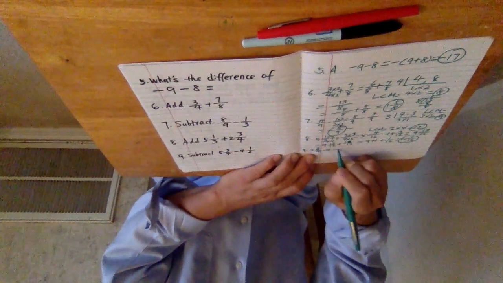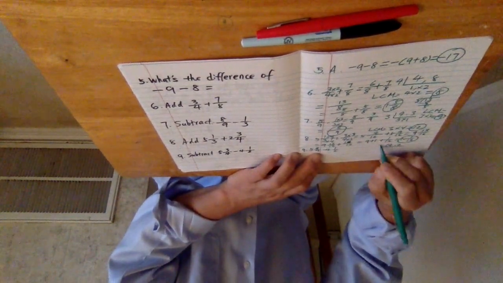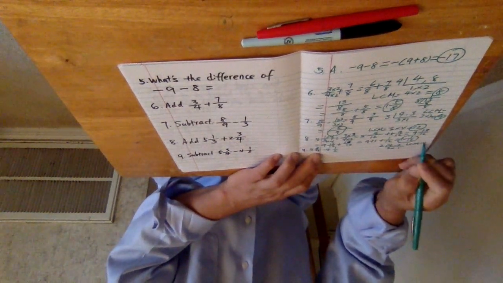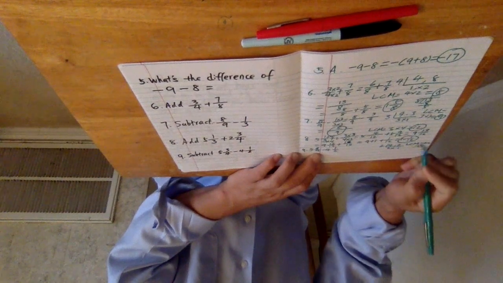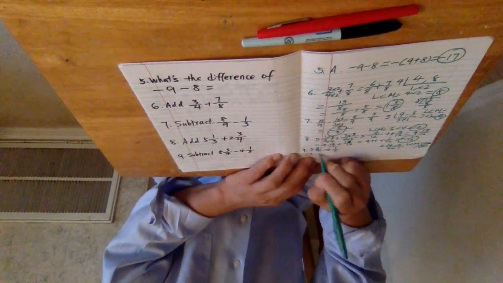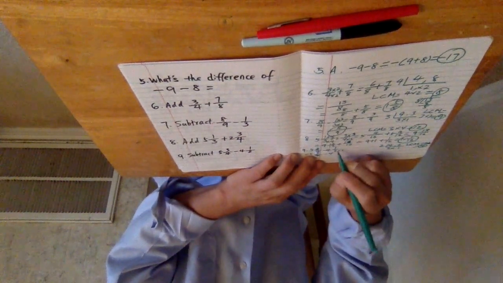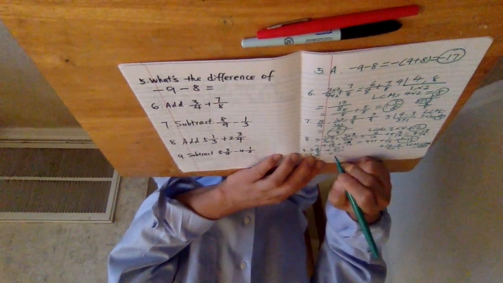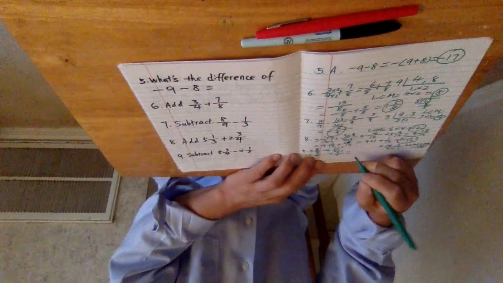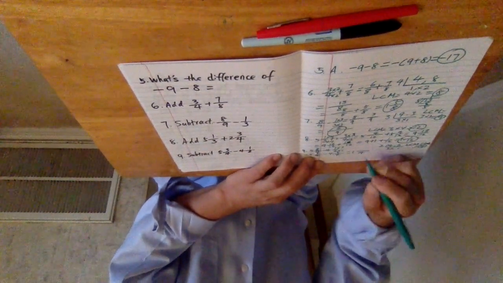minus 2 and 1/2. 4 and 2, so the denominator, the least common multiple is 2 times 2 equals 4. So we have 5 and 3/4 minus 2 times 2. 2 times 2 is 4. 1 times 2 is 2. So we have 5 minus 2 is 3. Denominator the same. 3 minus 2 is 1.